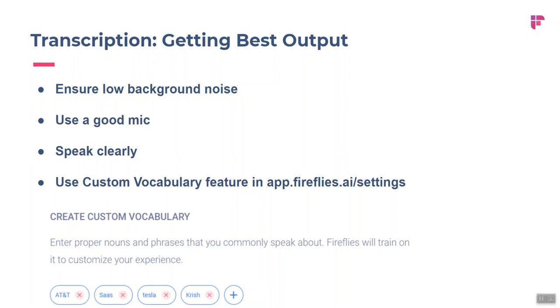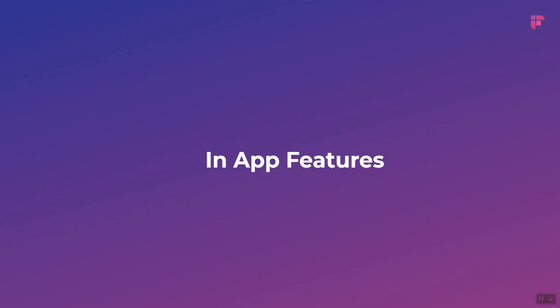You can again see this in app.fireflies.ai/settings. The custom vocabulary feature lets you add in proper nouns and phrases that might be unique to your company, acronyms and things like that, which would traditionally not be part of common English, like maybe people's names and so forth. And you can have the system better recognize that over time. This is one of the fastest ways to get the system to provide a great transcript output.